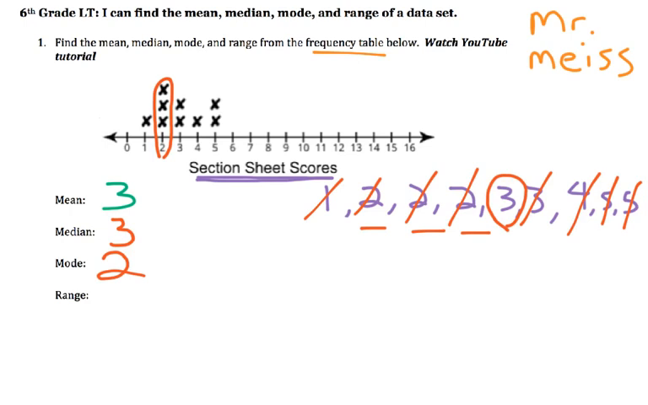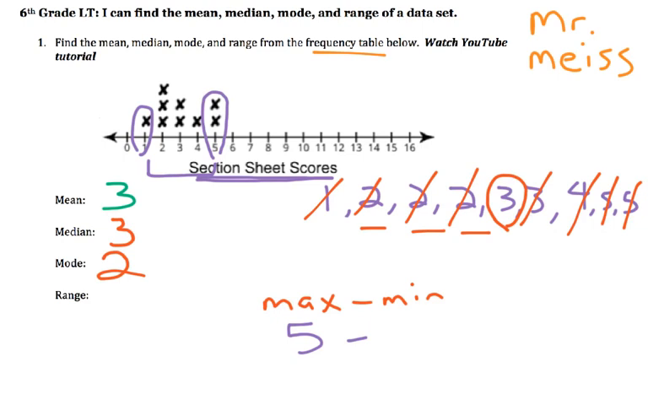Finally, the range is how spread out the numbers are. And again, that's the maximum minus the minimum value. So in this case, we can see the numbers go all the way up to 5 and go all the way down to 1. And so how far apart those are, that's the range. And we can figure out that distance by doing 5 minus 1, or the biggest number minus the smallest number, which is going to equal 4.